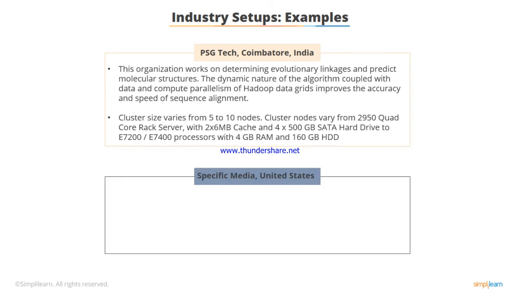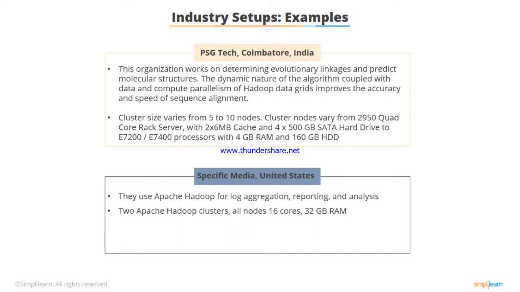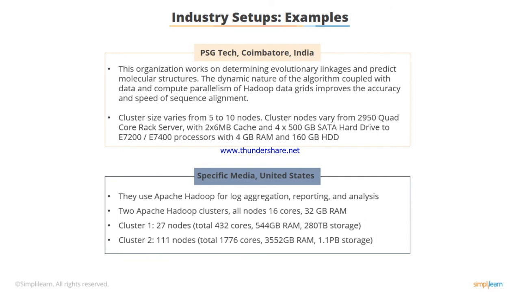Specific Media, United States. They use 2 Apache Hadoop clusters for log aggregation, reporting, and analysis, all nodes of 16 cores, 32 GB RAM. Cluster 1, 27 nodes, total 432 cores, 544 GB RAM, and 280 TB storage. Cluster 2, 111 nodes, total 1,776 cores, 3,552 GB RAM, and 1.1 petabyte storage.